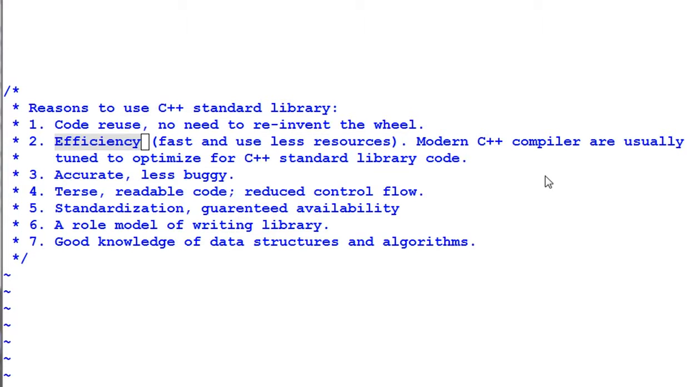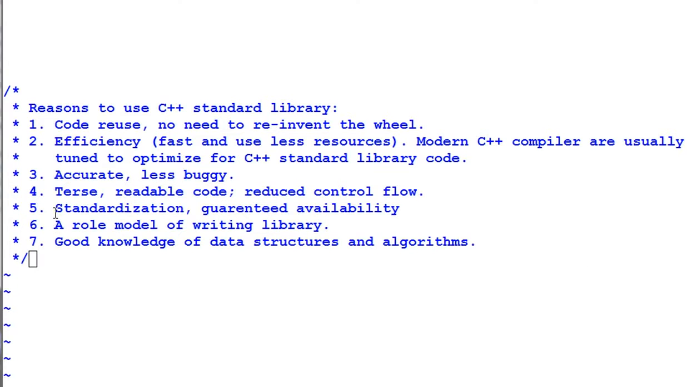And because the library is so important, modern C++ compilers are usually tuned to optimize for C++ standard library code. Number three, they are accurate and less buggy. They do what they say. Number four, they can simplify your code. They can reduce the control flow in your code. Besides, the library interface has very good names. Once you get used to them, your code is actually very readable.